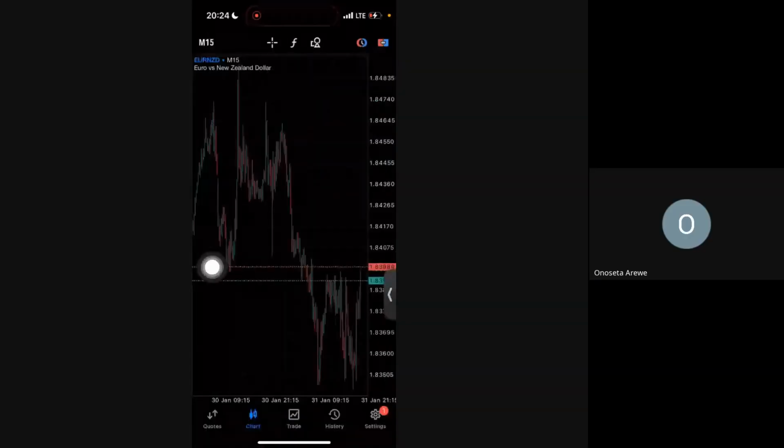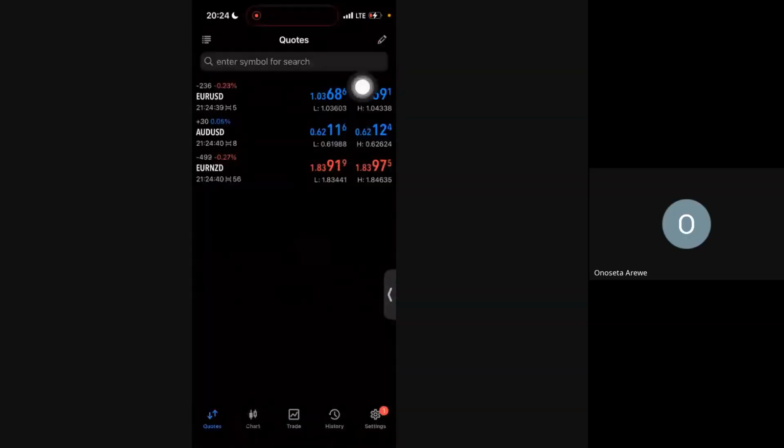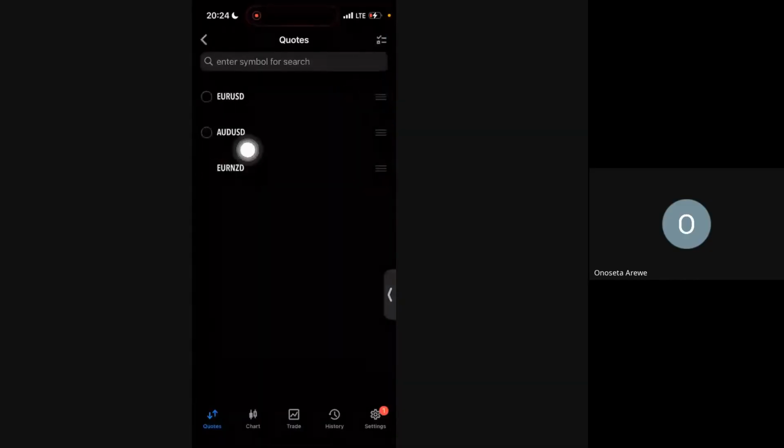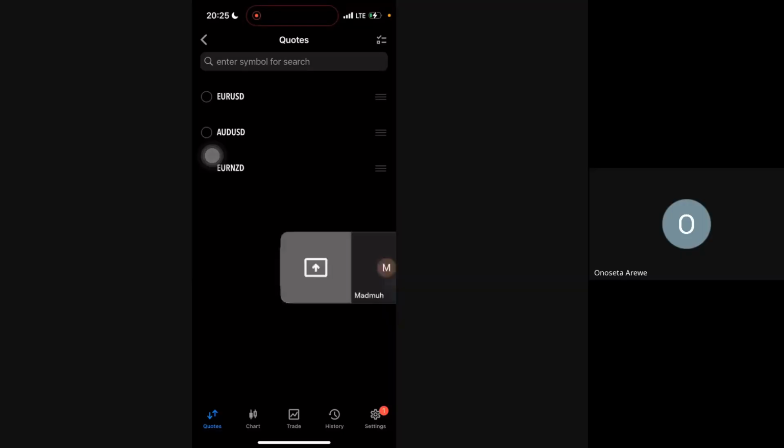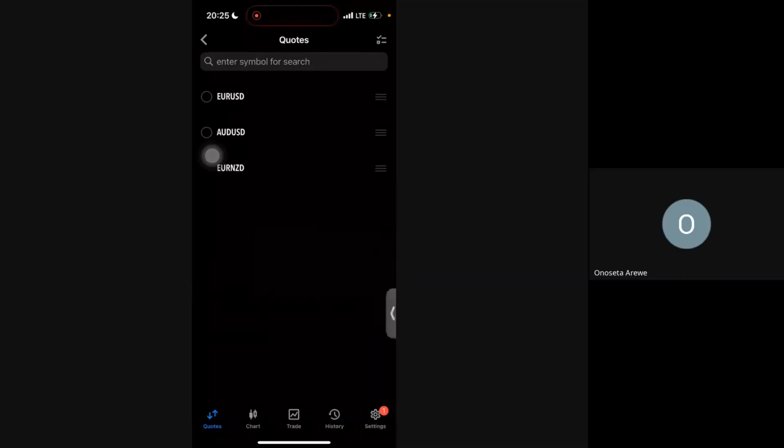and I go back to quotes and back here, you can see that EUR NZD does not have that option. So in case you want to delete a pair and you're not seeing the option to delete it, just know that it's actually visible on the chart. What you have to do is put another pair on the chart. That's all. Okay, so that's it for adding and removing pairs.